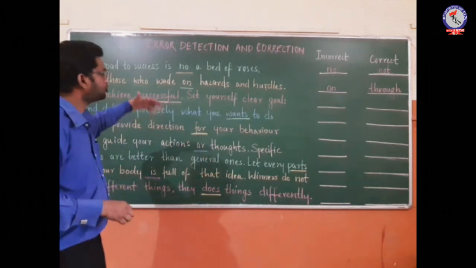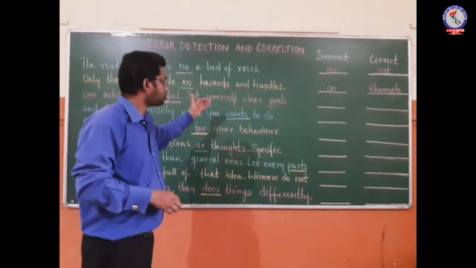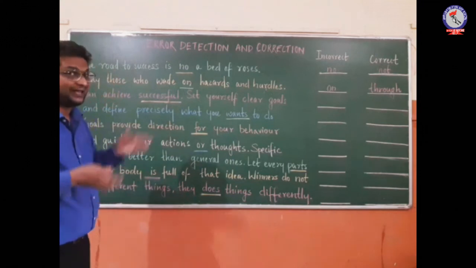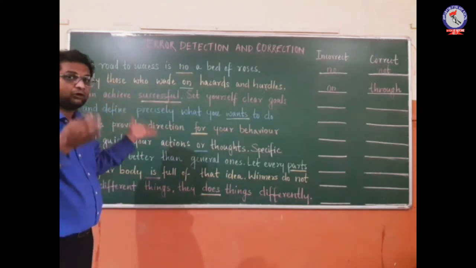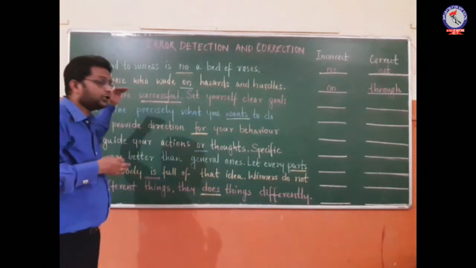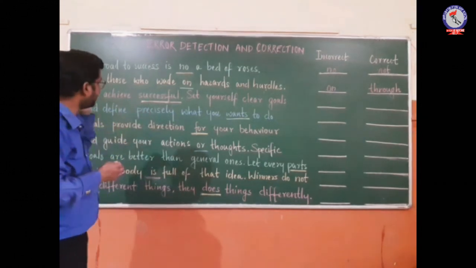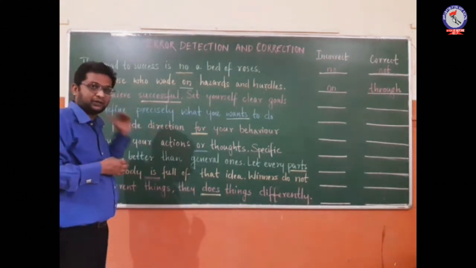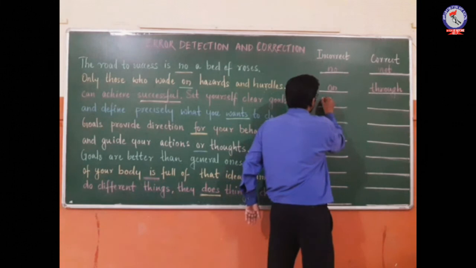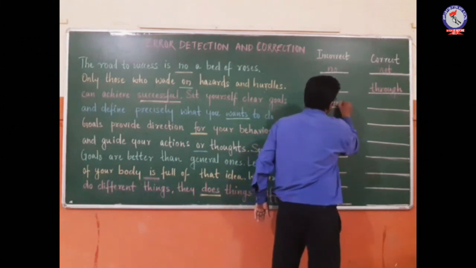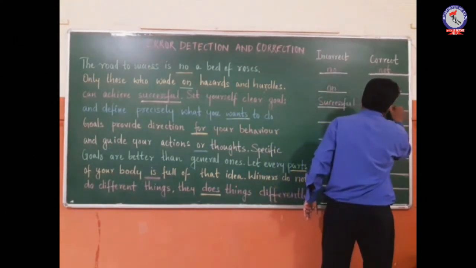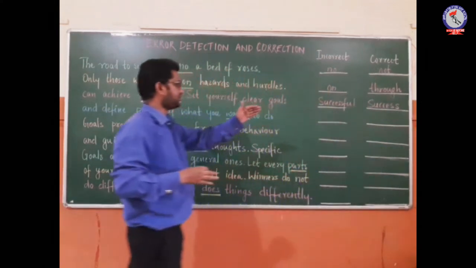Now read out the third sentence. Can achieve successful. Set yourself clear goals. Now if you have noticed this word "successful", you can achieve success. You might have heard about "can achieve success". So here "successful" is definitely a wrong word. So underline the word "successful", that is totally incorrect. Where will you write this? You will write this in the given space for the incorrect word. So the correct word will be "success".